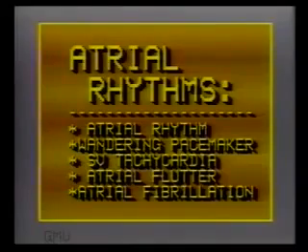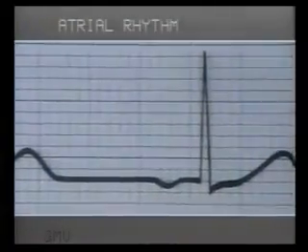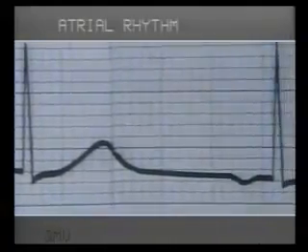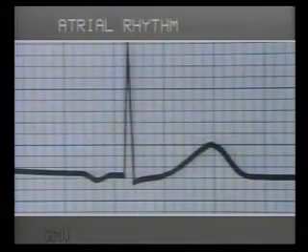Now we shall study atrial rhythms, which includes atrial rhythm, wandering pacemaker, supraventricular tachycardia, atrial flutter and atrial fibrillation. This ECG shows lead 2 tracing with inverted P waves, that is, the impulse is arising low in the atrium and travelling backwards. This is termed as non-sinus atrial rhythm.